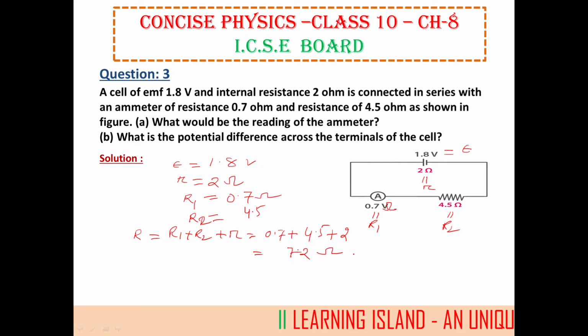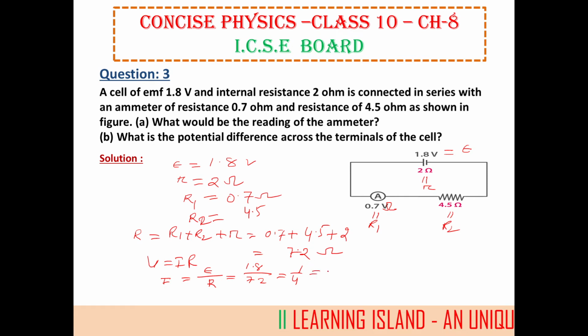7.2 ohm. Now we can easily find out the current in the circuit. We know from Ohm's law, V equals IR. Here it will be E, because the potential difference is 1.8 volt, that is the EMF. When I divide this with the equivalent resistance, that is 1.8 by 7.2, I am getting 1 by 4 finally after cutting.